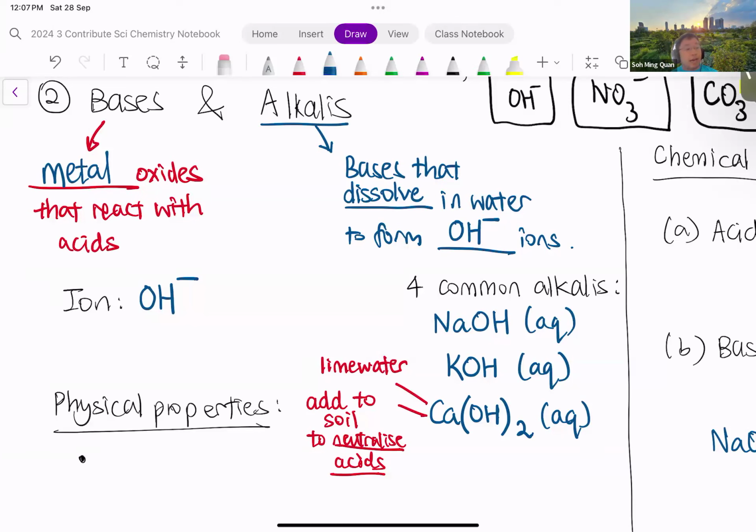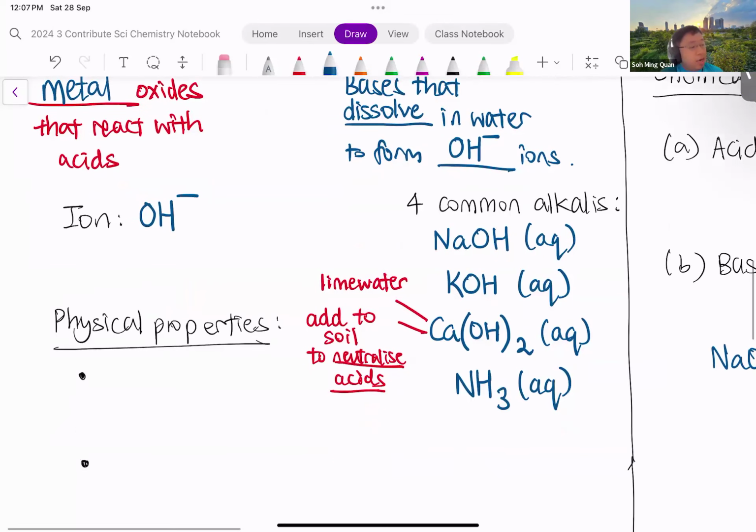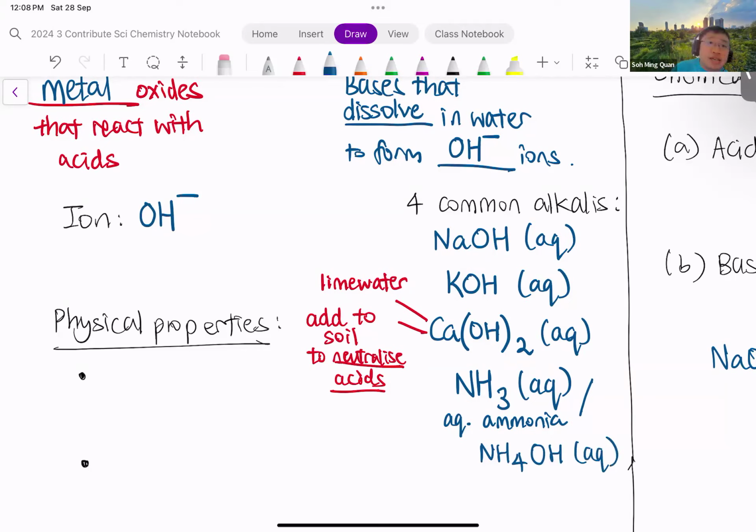And the final alkali, which you all might forget, is this. Aqueous ammonia. Now, aqueous ammonia is an alkali because ammonia can dissolve in water to give OH minus ions. So long as it can produce OH minus ions when it dissolves in water, it's an alkali. Now, aqueous ammonia is sometimes also called ammonium hydroxide. Now, this is less commonly seen in exams nowadays. Most of the time, they will just write aqueous ammonia.